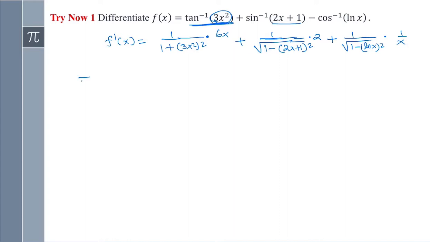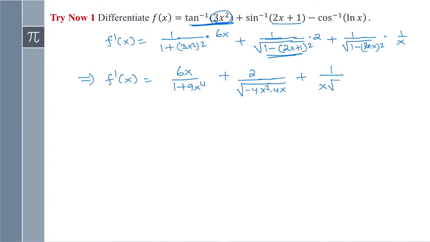Now let's see how much we can simplify this. Okay, so f prime of x equals 6x over 1 plus 9x to the fourth. And then we have plus 2 over the square root of, now if we simplify this inside, we are going to get negative 4x squared minus 4x. You can go ahead and square that and then do the simplification. And here we get plus 1 over x times the square root of 1 minus natural log squared of x. So we can factor out 4 from here, out of the square root, and then we can cancel with 2. So let's do that one more step here.